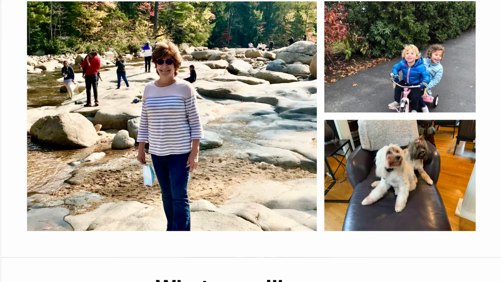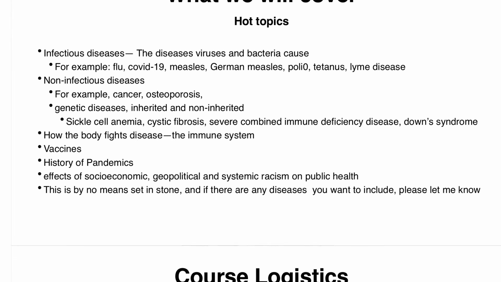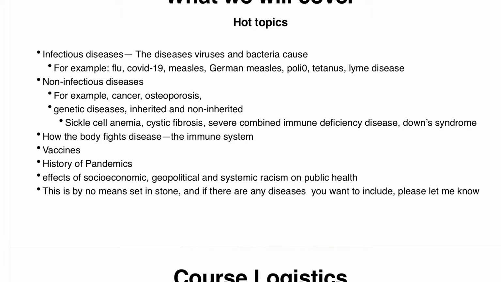I want to welcome you to this class, and we're going to start off the semester with some very timely topics, and we will be looking at infectious diseases, which are caused by viruses and bacteria, and also some caused by protozoans like brain-eating amoeba and fungi. Some viral diseases are flu, COVID-19, measles, German measles, polio, and some bacterial diseases would be tetanus and Lyme disease. We'll also look at some non-infectious diseases, cancer and osteoporosis, and some genetic diseases, both the inherited type and the non-inherited type. I happen to be partial to genetic diseases since I studied that in my master's degree. We'll be looking at maybe things like sickle cell anemia, cystic fibrosis, SCIDS, which is severe combined immune deficiency disease, which is now being treated with gene therapy, and the non-inherited type of genetic diseases like Down syndrome.